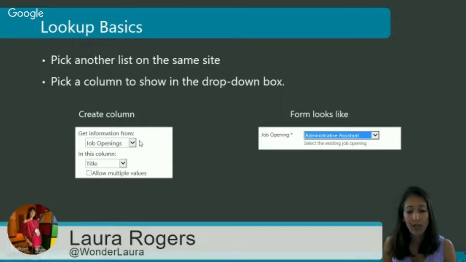So when you're picking the lookup column that you want to create from job openings, you can pick which column you want to show in the drop-down box. And then this is what it would look like in the screenshot on the right. It's just showing the list of what all the title fields are in that job opening. And that's actually a library. The job openings, in this case, it's a document library.